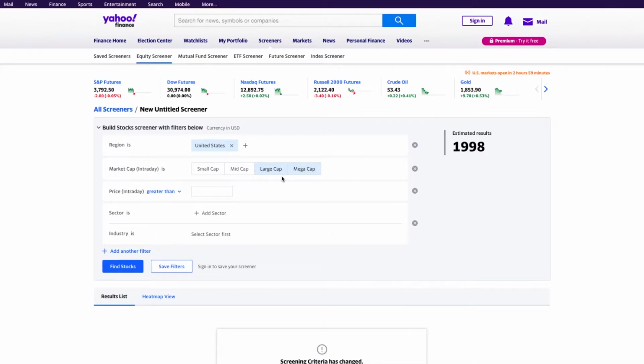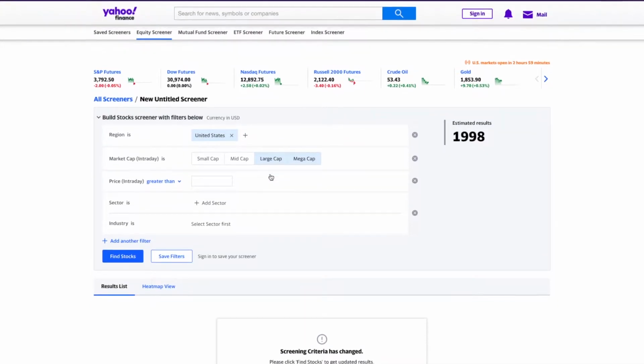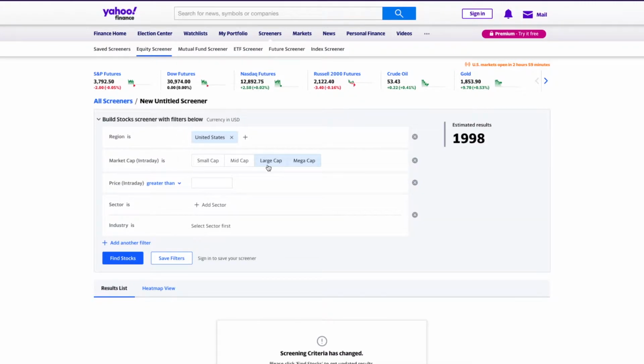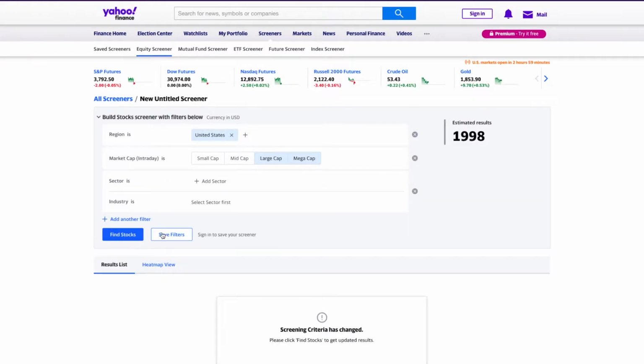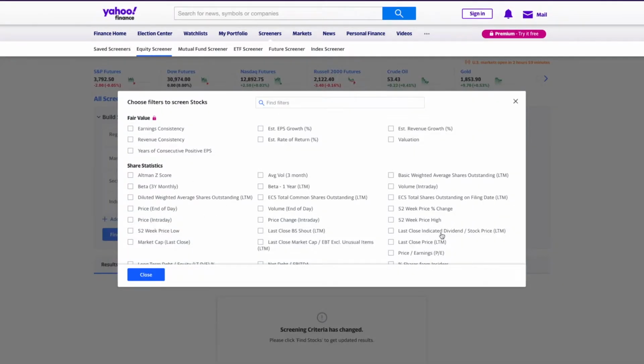For a long-term position, again, you want that reliability, you want steady growth, you want something that isn't going to drop 20 to 25% in a week's trading. So you might see less of that with the larger or more heavily capitalized companies. Price intraday, again, we're going to remove that. We're going to add some additional filters.